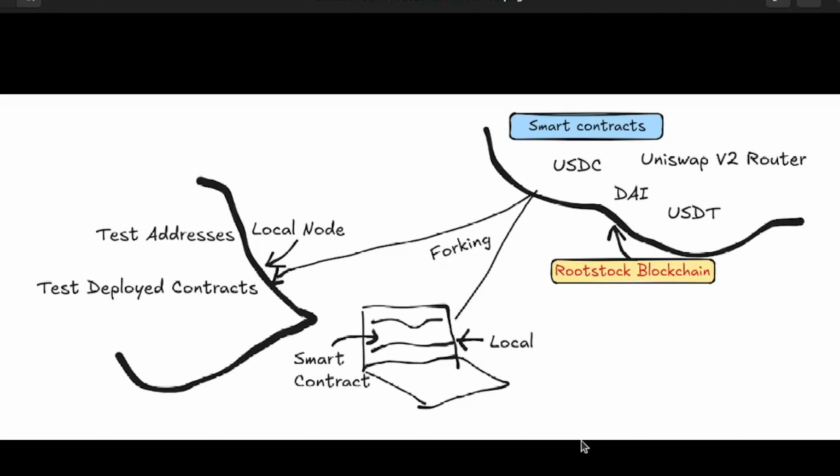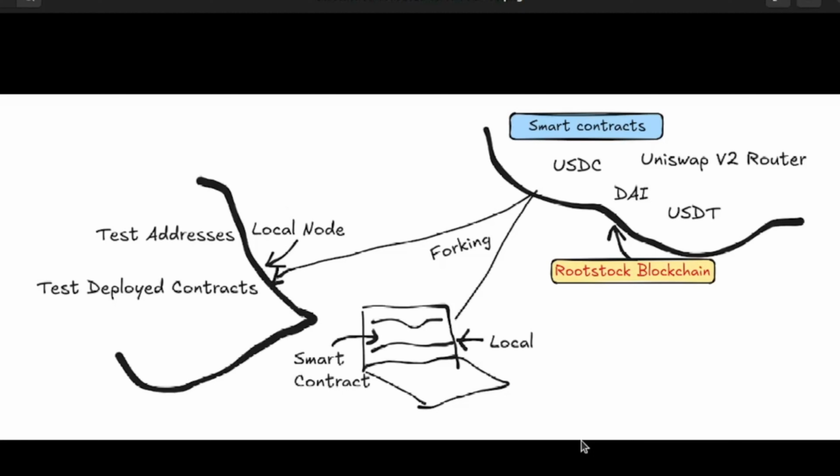Whatever happens within the fork stays within the fork. The moment you're done doing whatever you want to do with the fork and you kill the fork, everything is gone. There is no trace that anything ever happened. But that's different from a testnet and the mainnet.